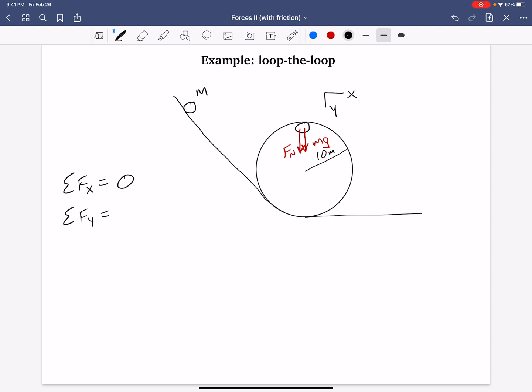In the y direction, if positive is down, I'm free to choose, we have normal plus mg, and so we add them all up and they equal ma. Not linear acceleration. Remember, this is centripetal acceleration because now the ball is undergoing uniform circular motion. We want to find the minimum speed. Well, speed is embedded in centripetal acceleration, so let's write that as mv squared over r. We have Fn plus mg equals mv squared over r.